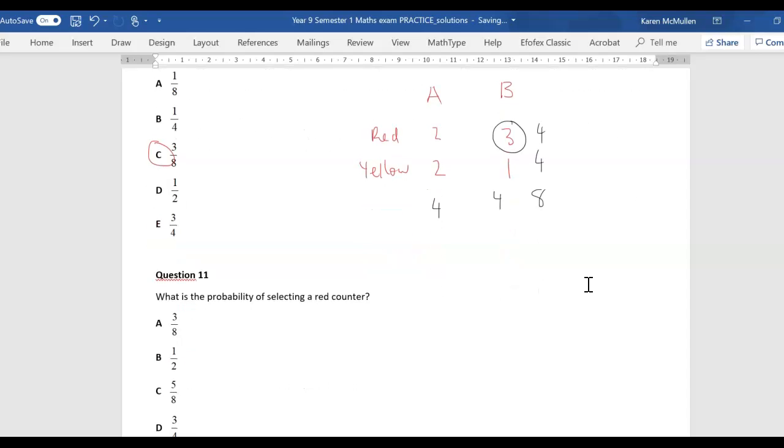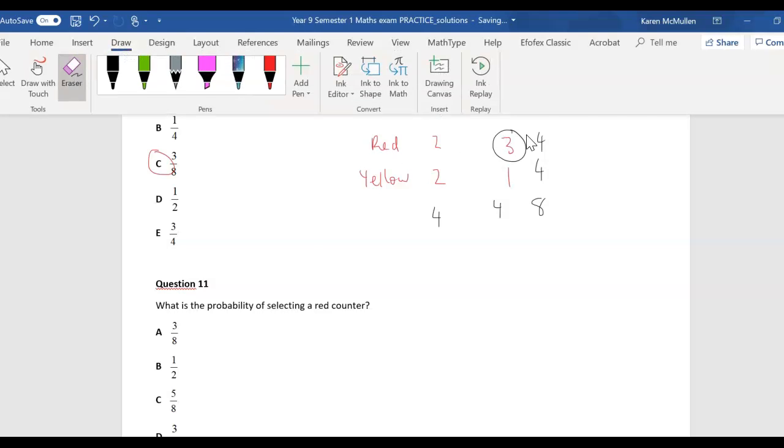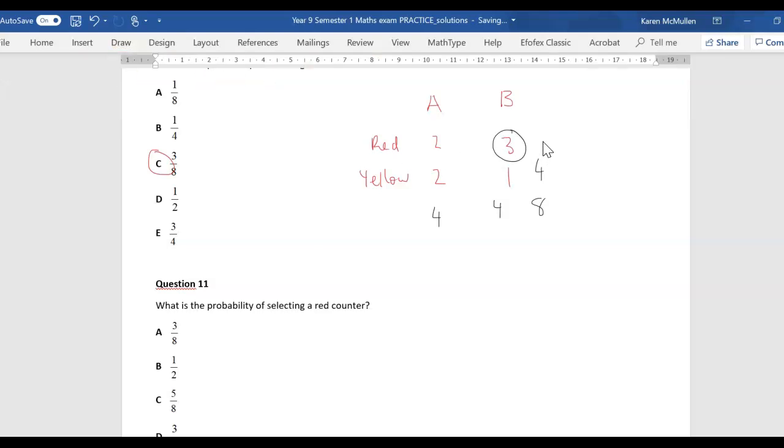What is the probability of selecting a red counter? So just think about how many reds we've got, and I just realized I couldn't add them up. I just assumed they were 4s. There we go, let's rub that out. I wonder if you noticed that error.